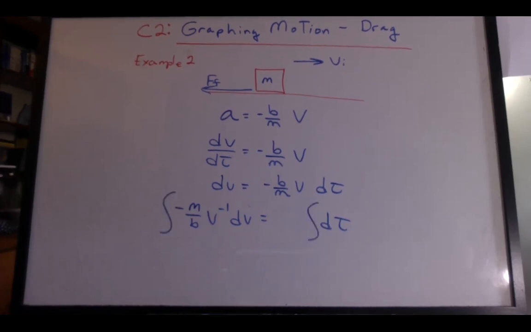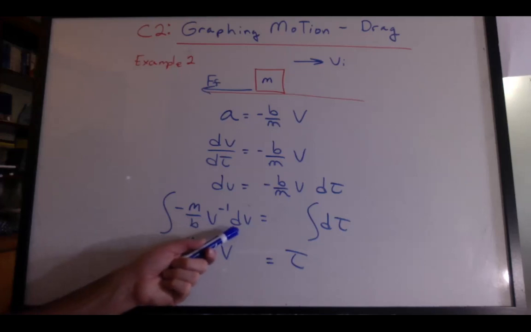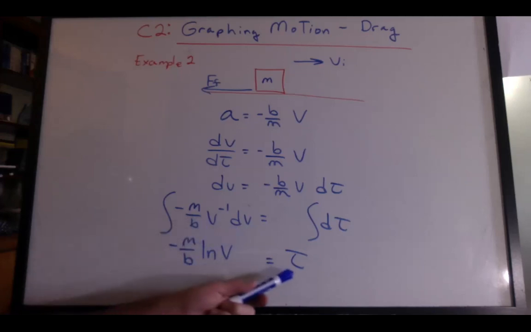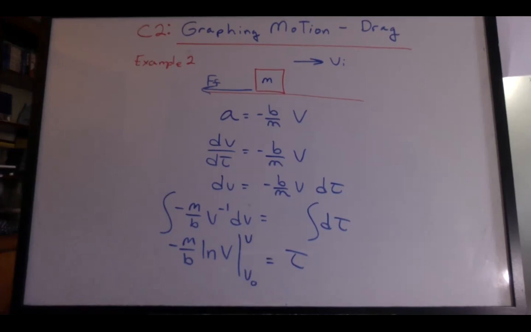Now I can integrate both sides of the equation, which will get me a time on this side. And knowing the integral of 1 over v dv is the natural log of v, I now have an equation that tells me something about my time and my velocity, but I need to put in the limits for this equation because we're starting with a certain velocity. If we don't start with a velocity, the problem will not continue because the object won't be moving and there'll be no drag.